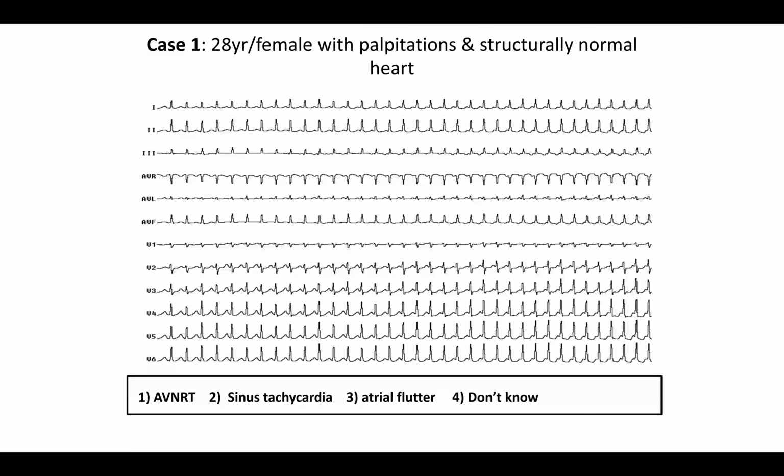So normal intervals, we see AH and HV. Normal HV interval is 35 to 55 millisecond. And if the baseline interval itself is more than 100 millisecond, there is a high chance, even if the baseline QRS looks narrow, it can happen. If it is wider, we don't have confusion.